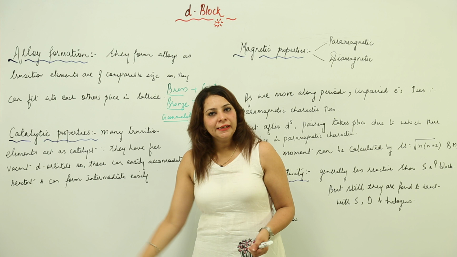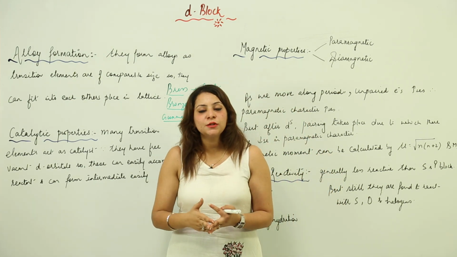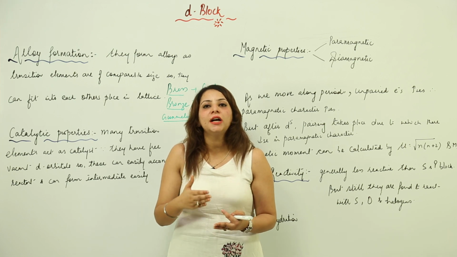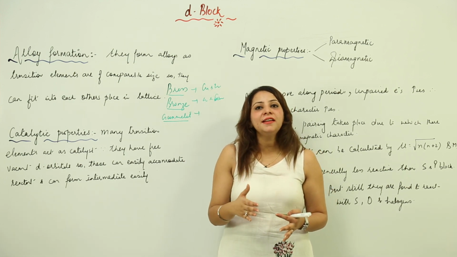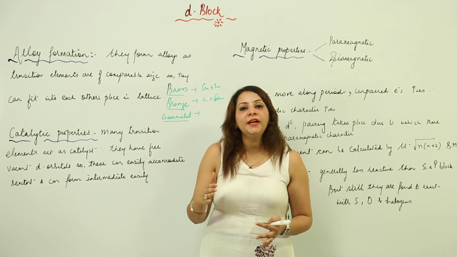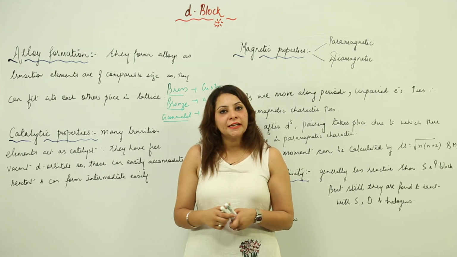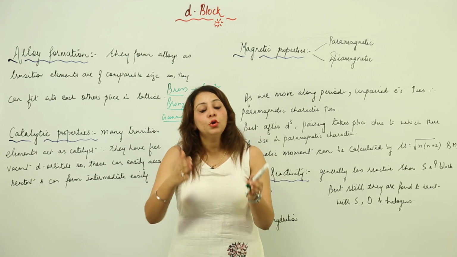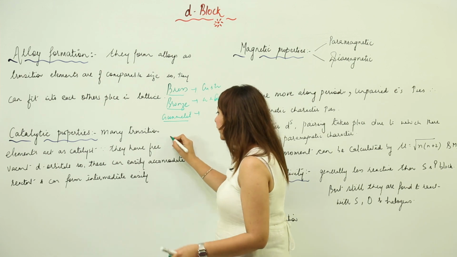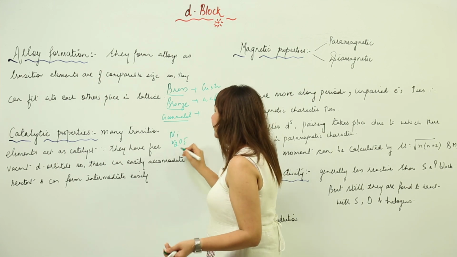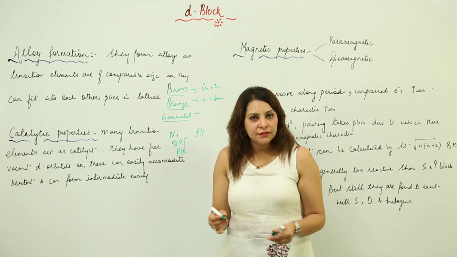Likewise, they have catalytic properties also. As you all know, a catalyst is a substance which can affect the rate of reaction without undergoing any change in itself. As we have seen about catalysts, there are many transition elements which play a role as a catalyst. Like we have nickel, vanadium pentoxide, palladium, platinum. These all are transition elements.